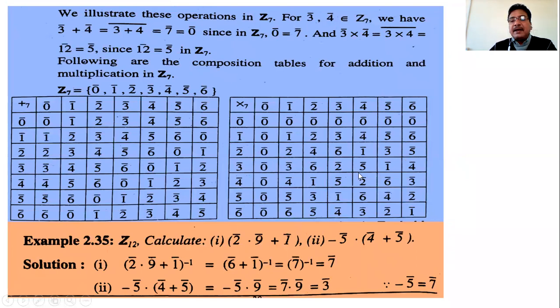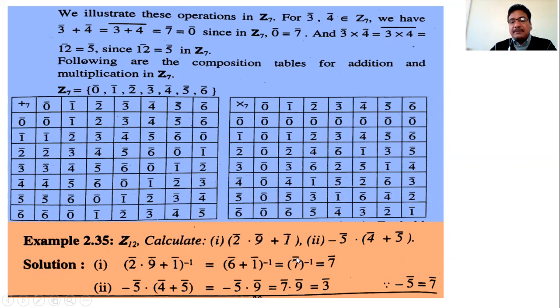Then what is the inverse of 3 bar? Since 3 bar into 5 bar is 1 bar, the inverse of 3 bar is 5 bar, and therefore the inverse of 5 bar is also 3 bar. And the inverse of 6 bar is itself, 6 bar, because 6 bar into 6 bar is 1 bar.